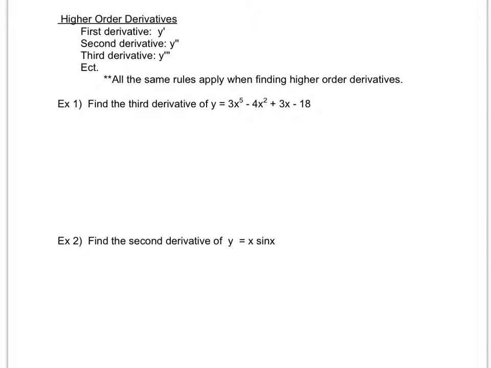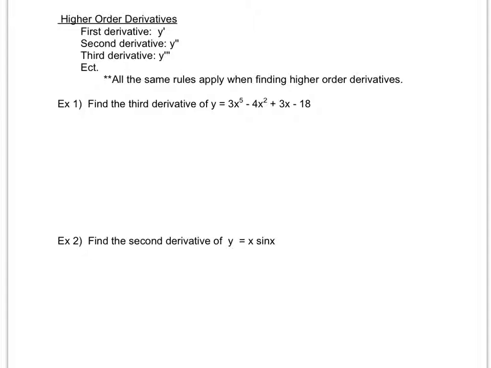There will be times when you're asked to find a higher order derivative. For example, we've been looking at the first derivative. Could you find the second derivative, or the third derivative, the fourth derivative, the fifth derivative, and so on? We indicate that we're trying to find a derivative other than the first derivative by adding more parentheses. When you are finding higher order derivatives, all the same rules apply.